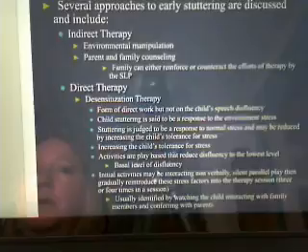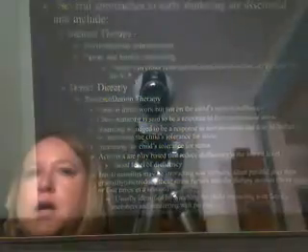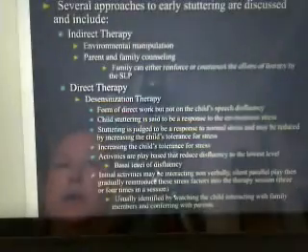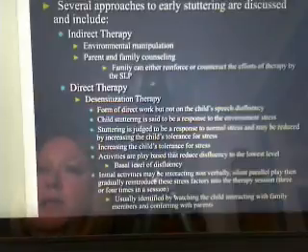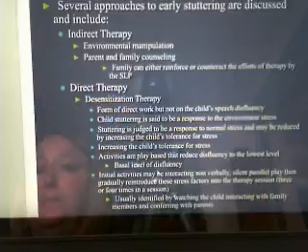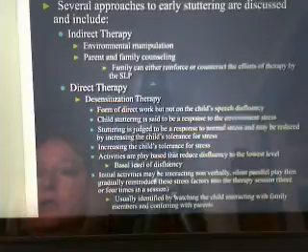So direct therapy can also involve desensitization situations. It's a form of direct work with the child, but we're not necessarily going to work directly on the child's disfluency. So we're going to create an environment where there is no stress, and we're going to engage in activities where the rate of speech is slow.